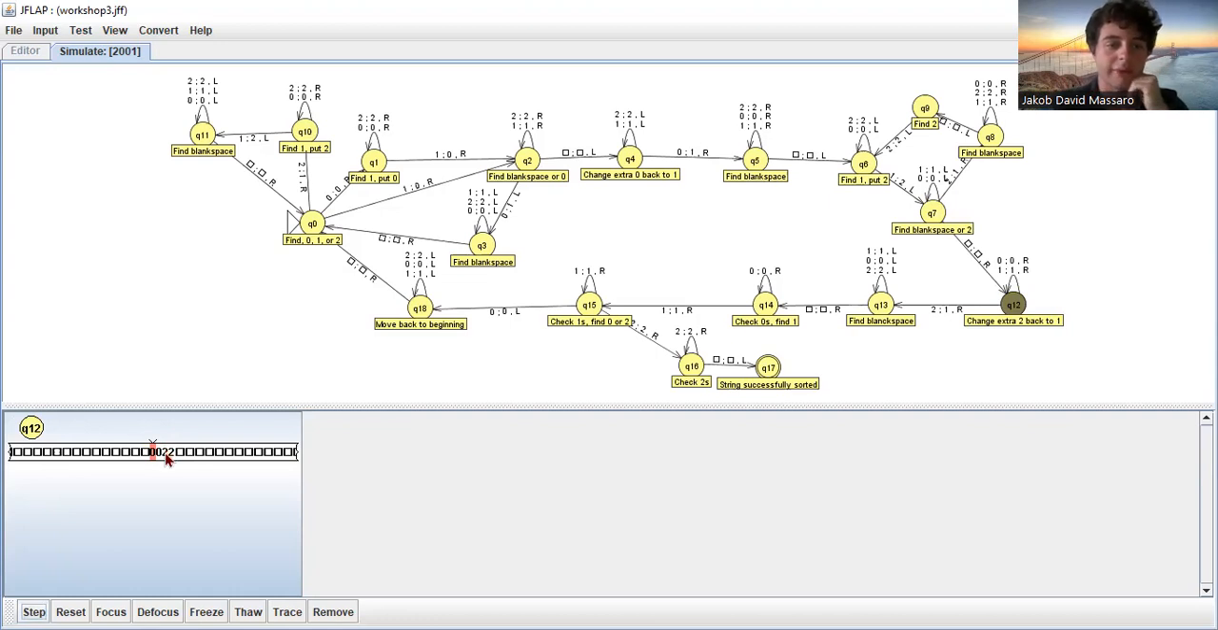But as we note, we have an extra 2. There's supposed to only be 1, 2, and 1, 1. So right here, we will change that 2 back into a 1 and move to the right. So as we see here, that 2 has been changed back into a 1. So now our string is correct. And we will keep moving to the left until we hit our blank space or the beginning of the string.